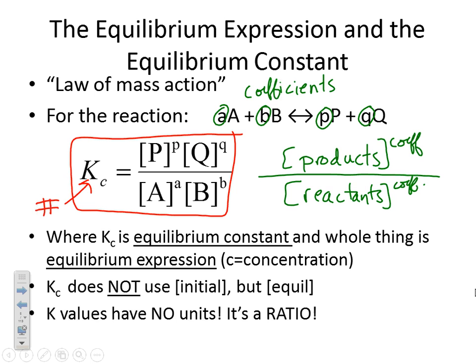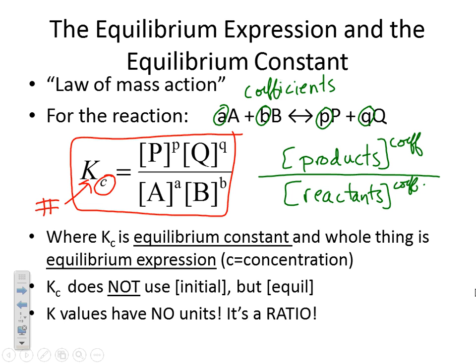The C, sorry, to go back, the C that's shown right here stands for concentration because those square brackets are indicating molarity. Kc does not use initial concentrations, but it uses equilibrium concentrations, so that's critical. You can't plug in initial concentrations and get a K value. K values have no units. There are no units to this.